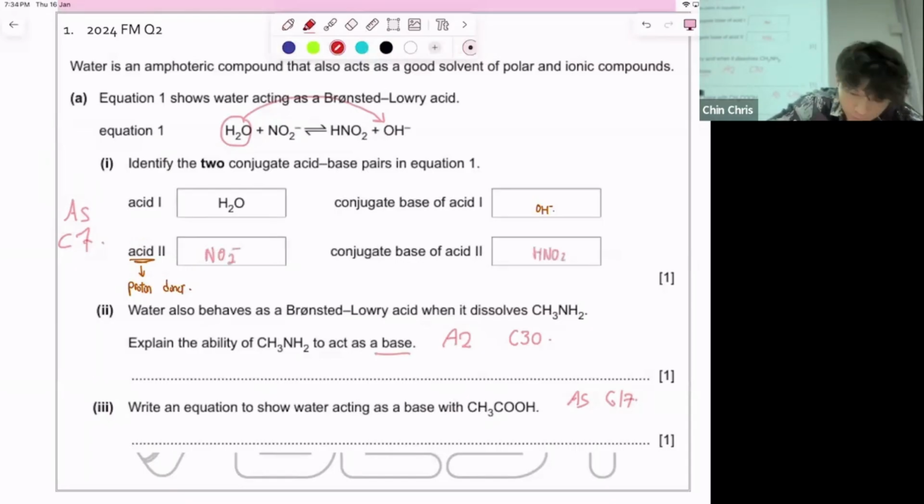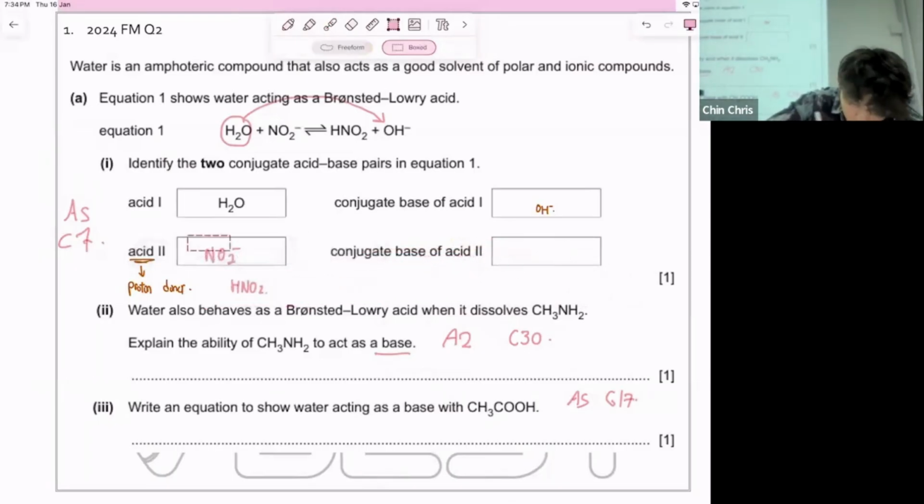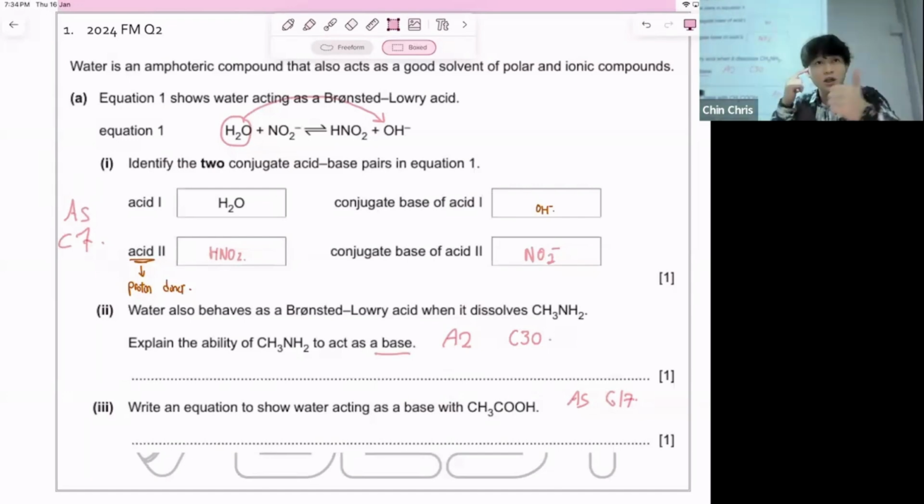HNO2? Yes or no? No. Why, guys? You see from here, they are accepting a proton. So this is your acid. Am I right? HNO2 is your acid. NO2 minus is the conjugate. Remember, acid is a proton donor. Remember guys: acid, proton donor; base, proton acceptor; pH is a measurement of H plus.